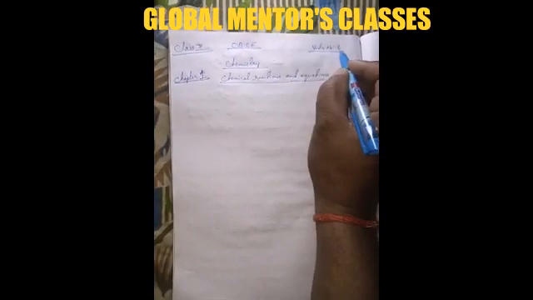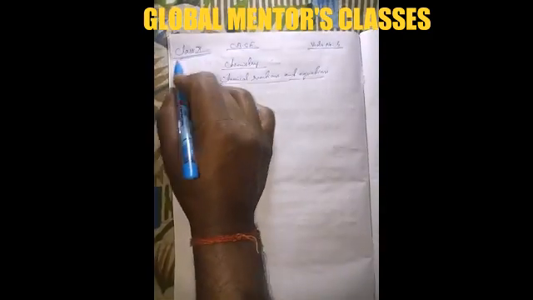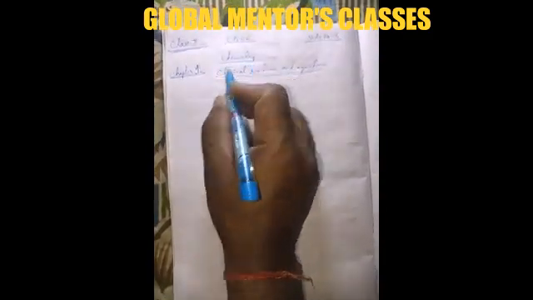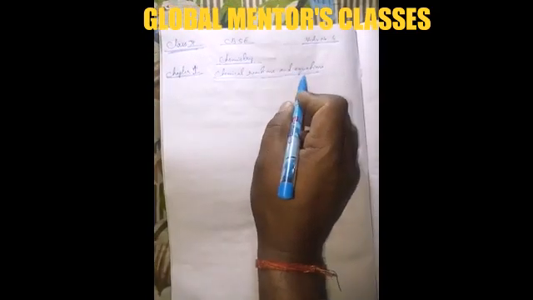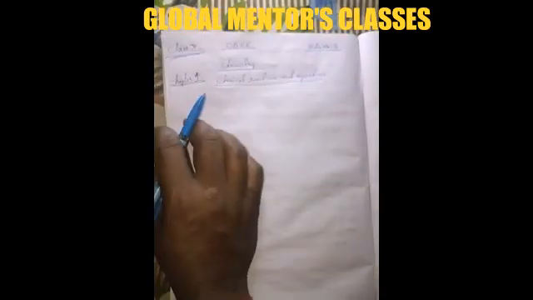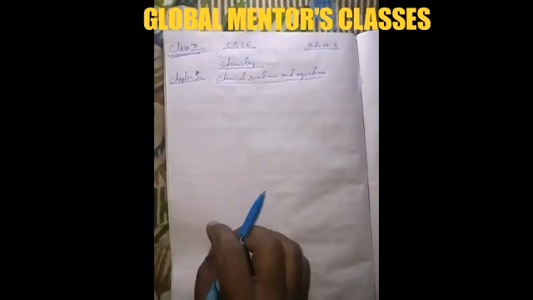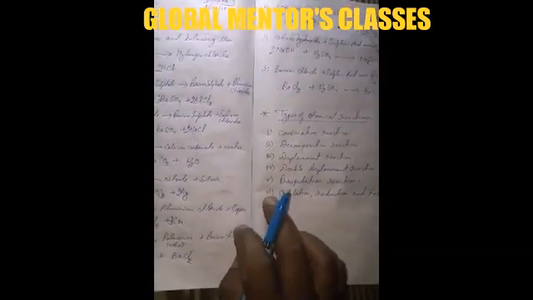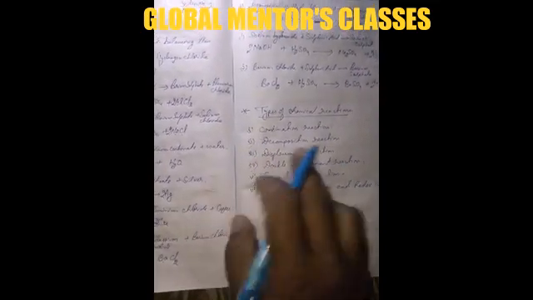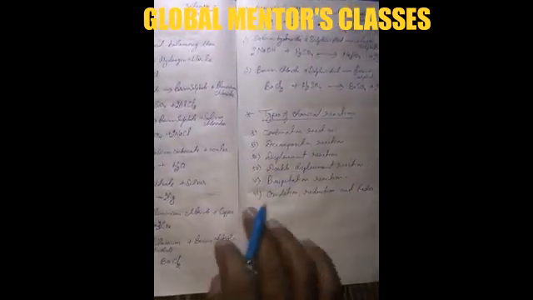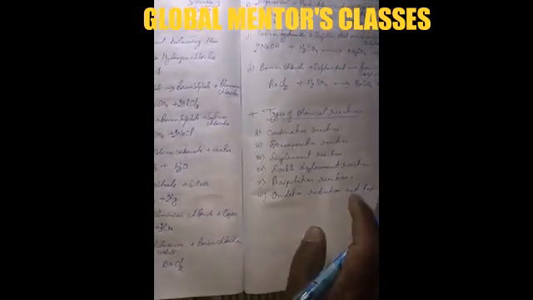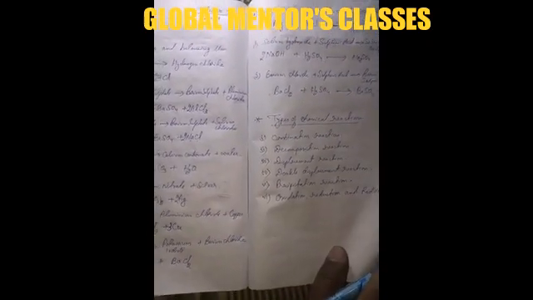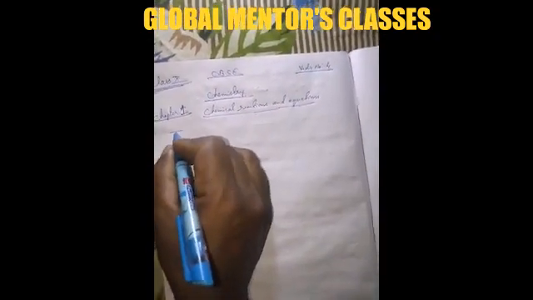Welcome friends to video number 4 of class 10th subject chemistry, that is chemical reactions and equations. Today we are going to discuss different types of chemical reactions. In the previous video we have already discussed that there are 6 types of chemical reactions: combination, decomposition, displacement, double displacement, precipitation, and oxidation, reduction, and redox reaction. Today we will discuss one by one. So let's start. Different types of chemical reactions.